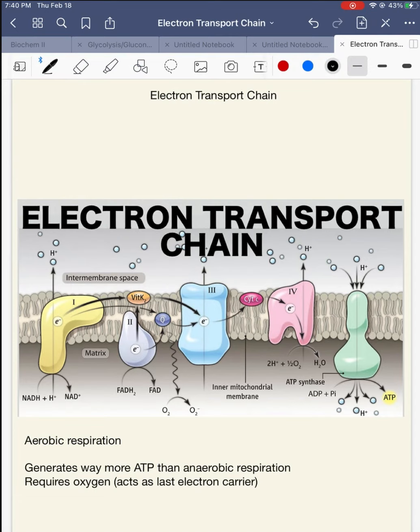Okay, so in this lecture, we'll go over the electron transport chain, and I also added ATP synthase, mainly because it just happens after the electron transport chain, and they're usually coupled together. Okay, so let's just go over a quick summary of how we get to this point.